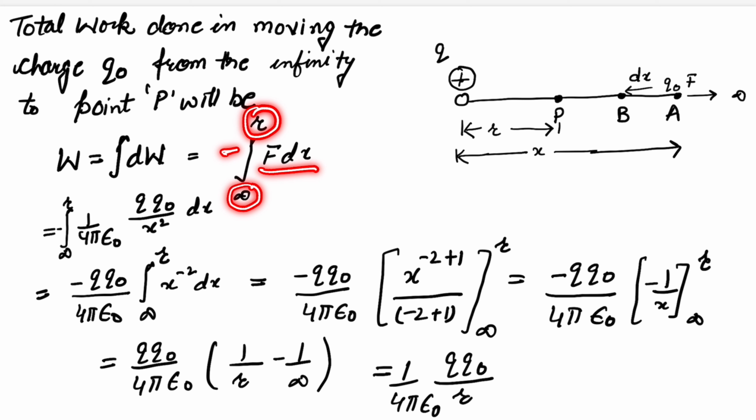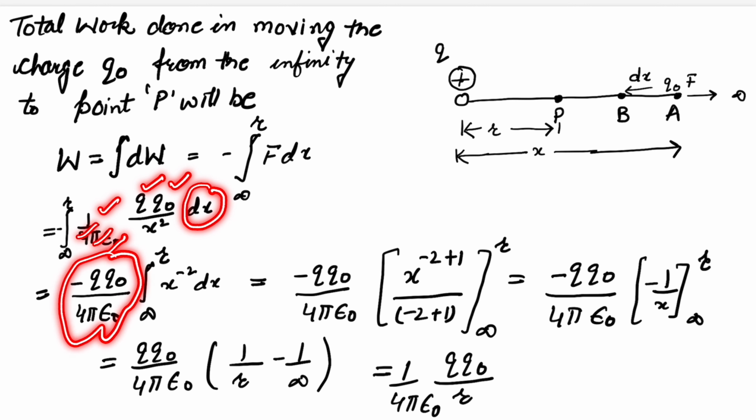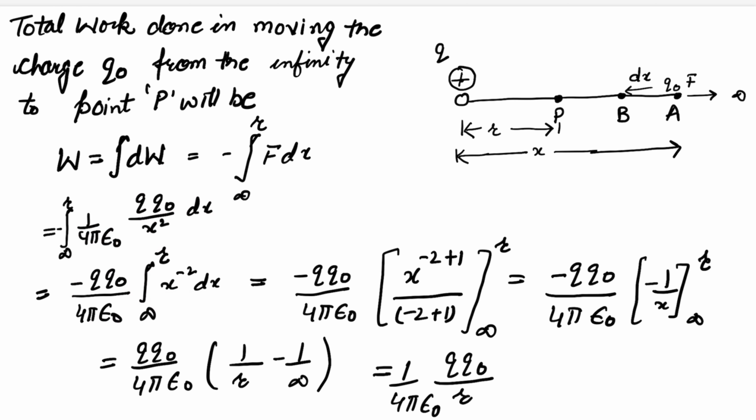Minus F dx is here. We substitute the value of F from Coulomb's law along with dx. The integration is for the dx only. So q0 and 1 upon 4 pi epsilon naught, all terms are constant. They can be taken out of the integration. Only 1 by x square remains inside the integration. And we know that the integration is the power increased by 1 and divided by the power which appears after increasing by 1, right? On simplification, we get this.